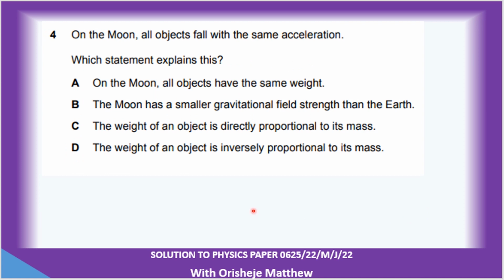On the moon, all objects fall with the same acceleration. The reason is because the weight of an object is directly proportional to its mass. So the answer is C. The weight of an object W is directly proportional to m, the mass, because the strength of gravity on the surface of the moon is the same.